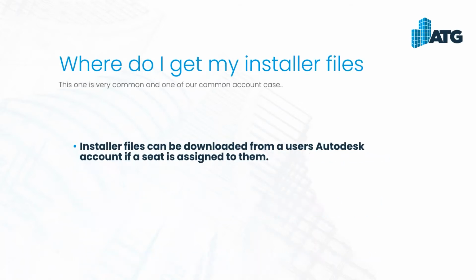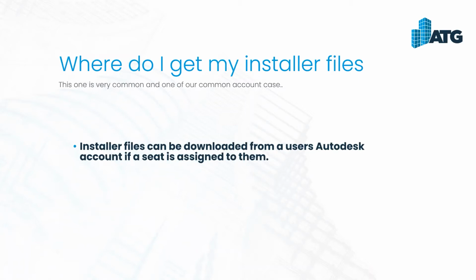The next common one we've been getting quite a bit of is, where are my installers? This depends on your license type a little bit, and also the assignment of the licenses. Where do you get those? The installers can be downloaded from the user's Autodesk accounts page if a seat is assigned to them.